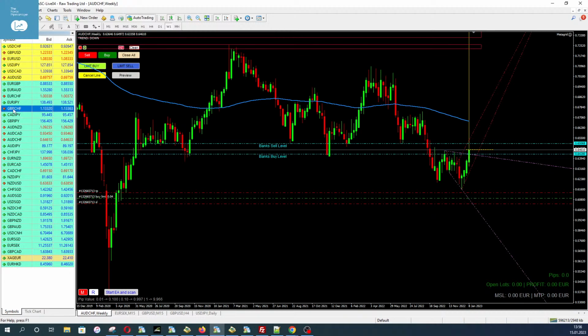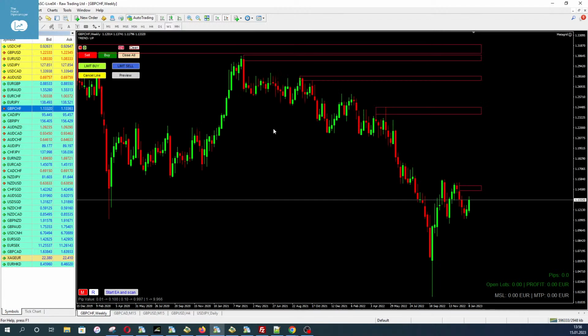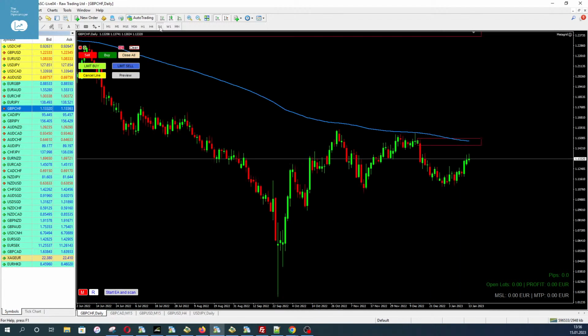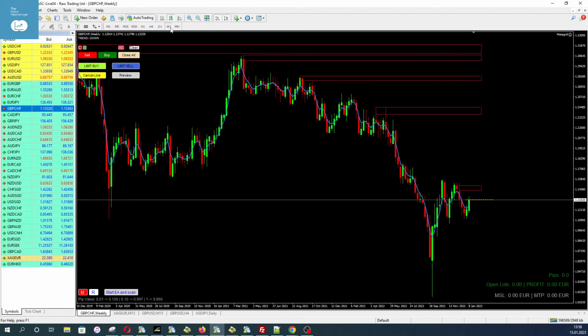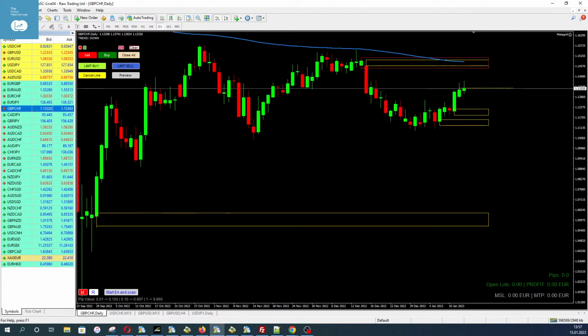This is the pound Swissy. Let's wait until we get the chart data, and you can see so far I have no order on this pair, but I want to show you this. I zoom in a little bit for you.